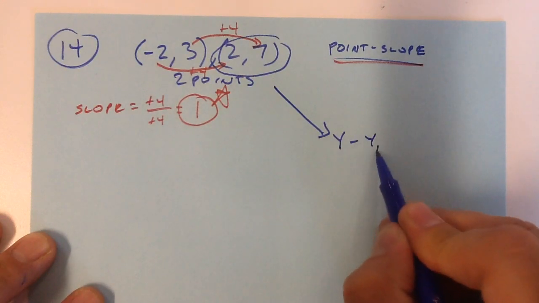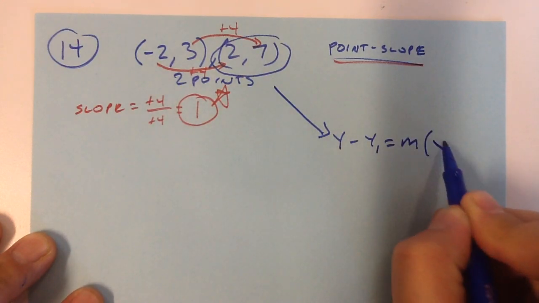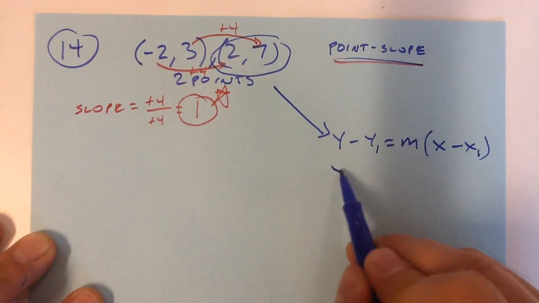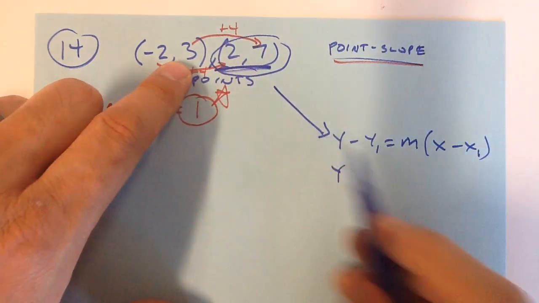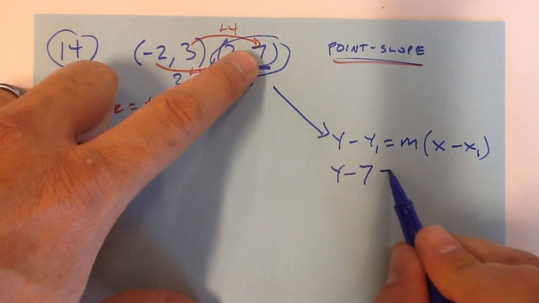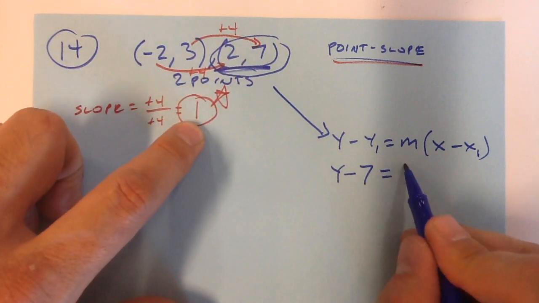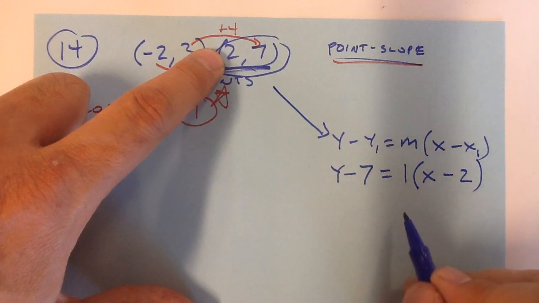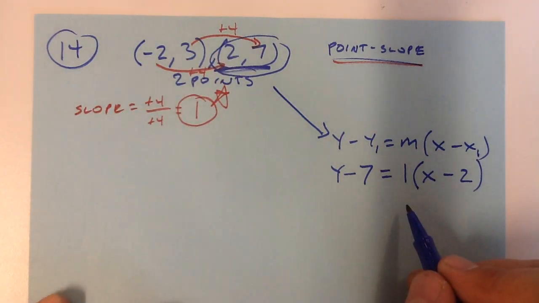y minus y1 equals slope times parentheses x minus x1. Alright, so y minus, if we're using this one, the y1 is this number 7, equals the slope, which we found was 1, and then the 2, x minus 2.